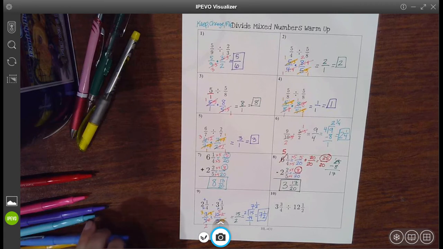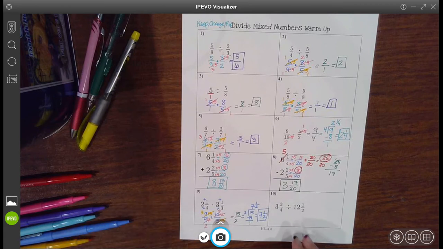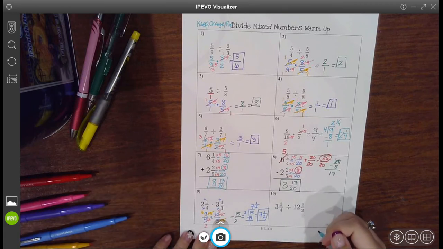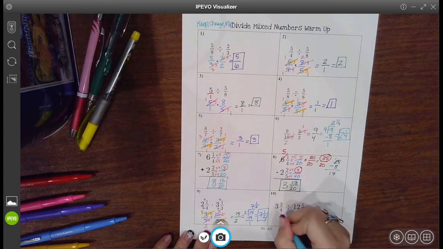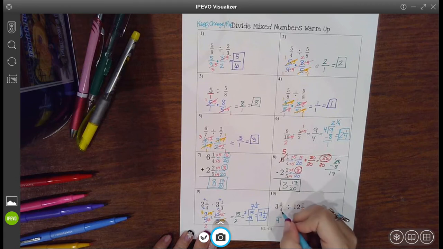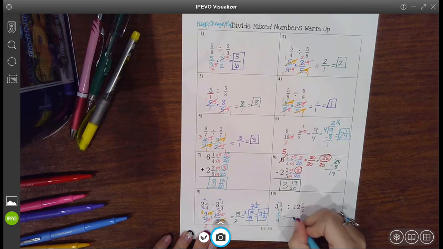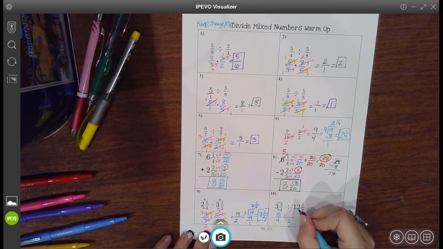Okay, our last one. We technically haven't done this before, but it kind of is similar to multiplying. So let's first change our mixed numbers to impropers. I'm going to keep this as 4. Then 4 times 3 is 12. 12 plus 3 is 15. Divided by, this stays a 2. 12 times 2 is 24. 24 plus 1 is 25.